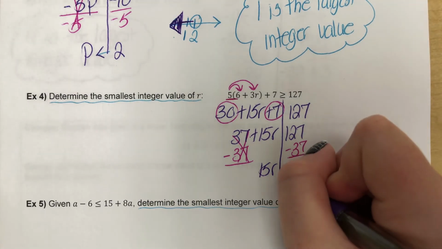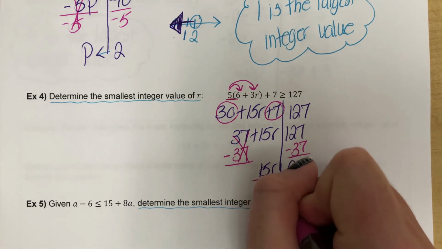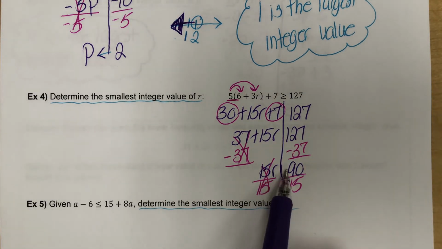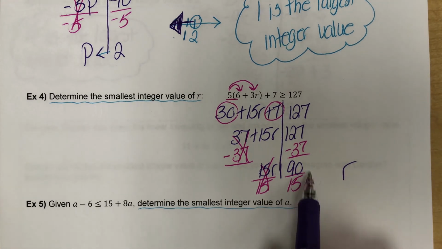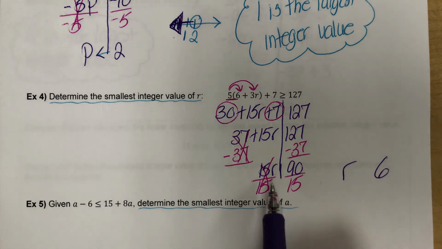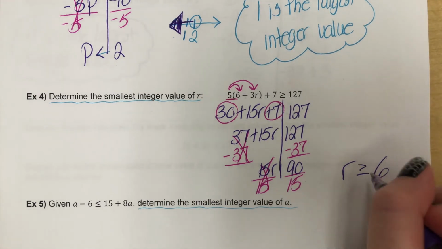All right, and then last step, whenever you have a number and a variable mushed together, that's multiply. So the opposite of multiplying is dividing. Divide both sides by 15. On the right-hand side, I have R. On the left-hand side, 90 divided by 15 is 6. I did not divide by a negative, so I will not change the inequality, so it stays.